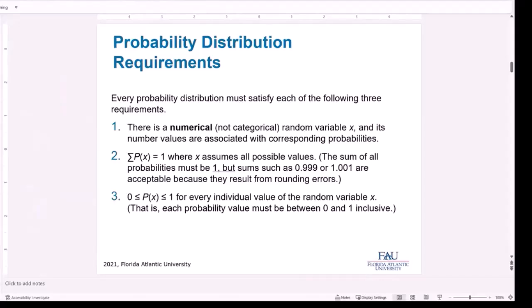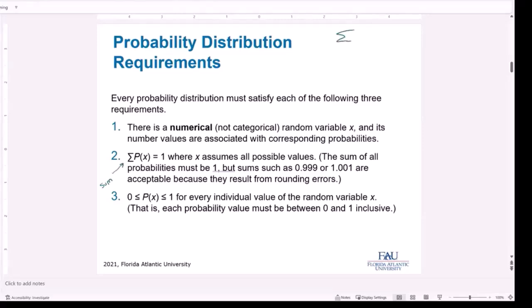Requirements for a probability distribution. Every probability distribution must satisfy these three requirements. There is a numerical random variable X. We don't want categories. We don't want to say grapes. We have to have a number. This means the sum.